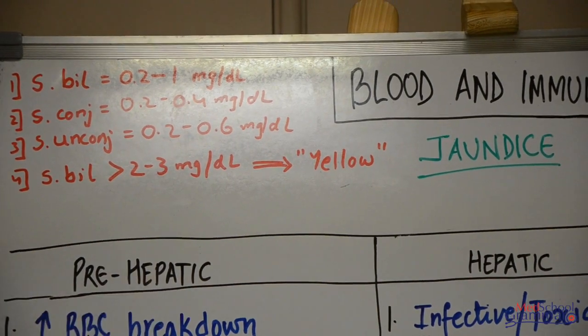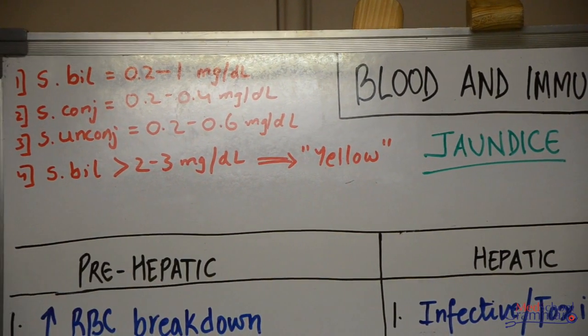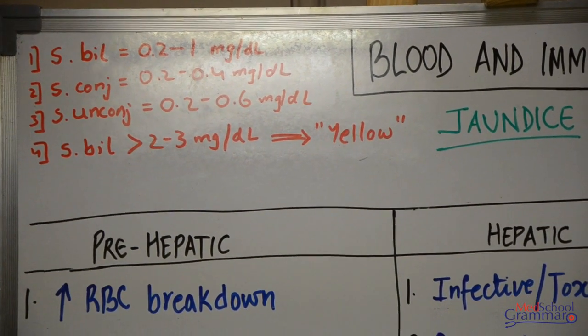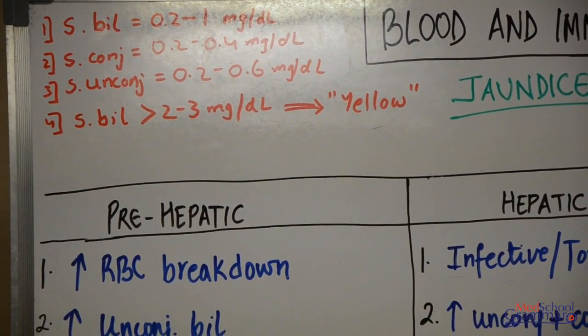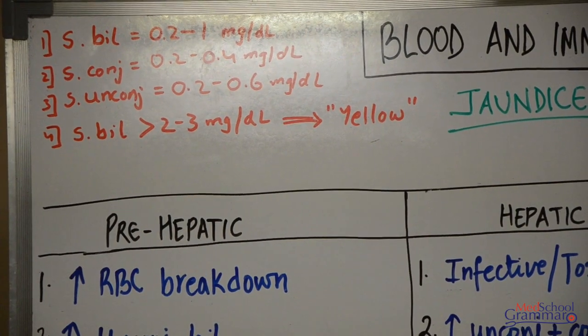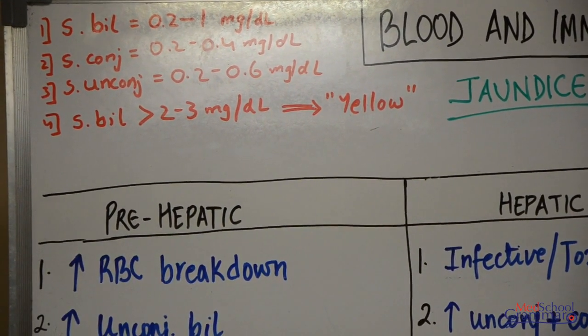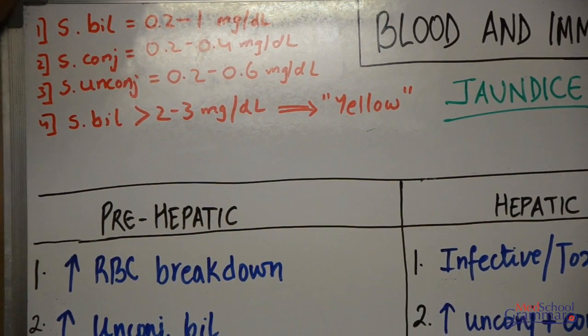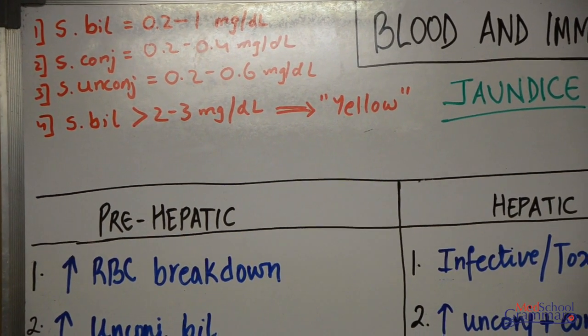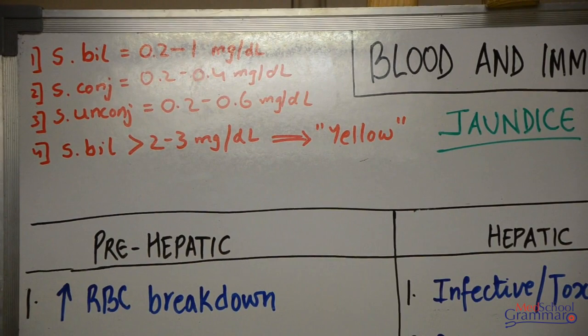Whenever they rise above 2 to 3 milligrams per deciliter, there is yellow discoloration, and we say that the person is suffering from jaundice. Now jaundice per se is not a disease. It is rather considered to be a symptom. The patient says, "I have got jaundice," so that means that the person is suffering from jaundice. Jaundice always has an underlying cause, which is the main disease. Jaundice is just a symptom of that disease.